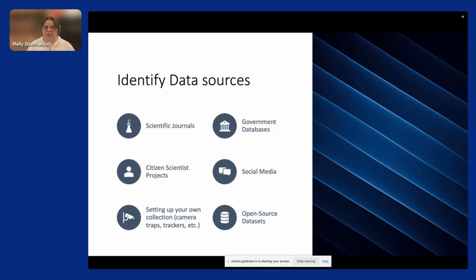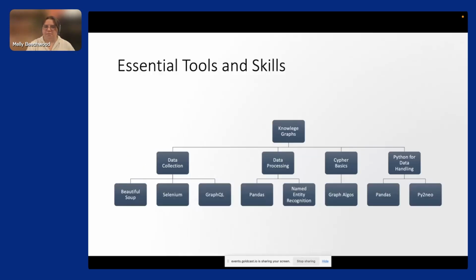You can set up your own collection, whether that's working with a research lab or a larger organization to put trackers on animals, or having a camera trap in your backyard to see how many times the squirrel goes through your backyard. There are also open source data sets that can be found on Google, as well as Kaggle and a bunch of other places. These can be somewhat limited sometimes, but they can be a wonderful starting place.